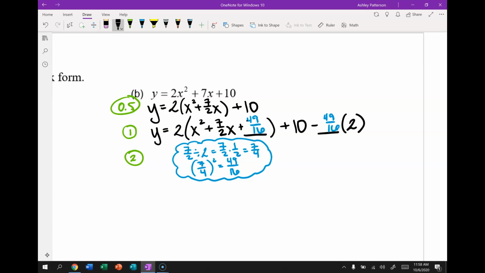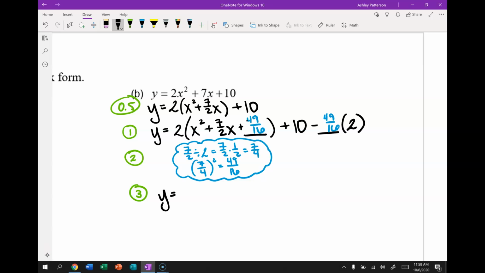Okay, you might want to write that down, highlight it, star it, square it, some way for you to remember that if I factor out my a value from the first 2 terms, I must multiply it to whatever number I add and subtract. And then our final step is to factor and simplify.